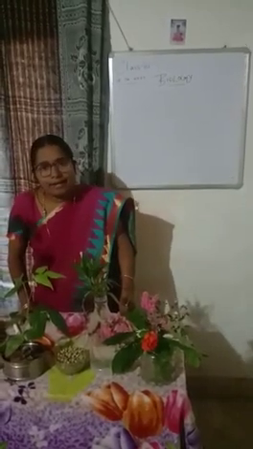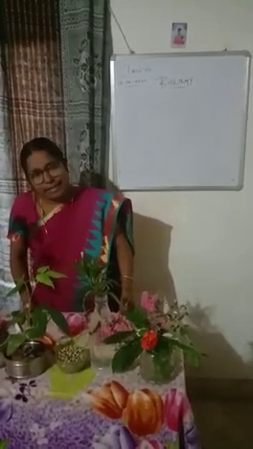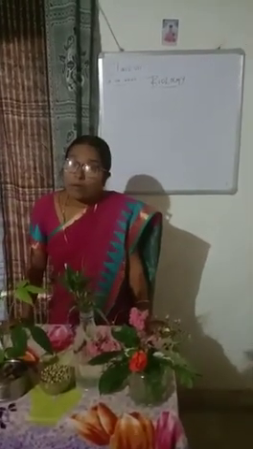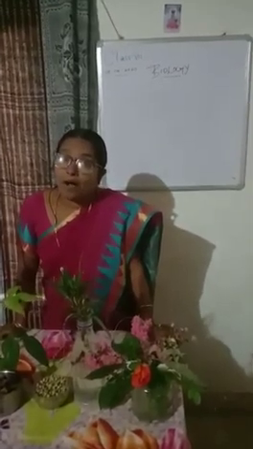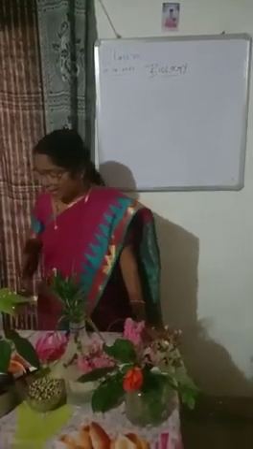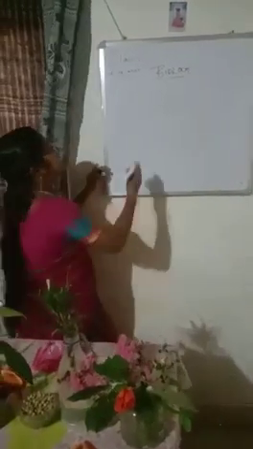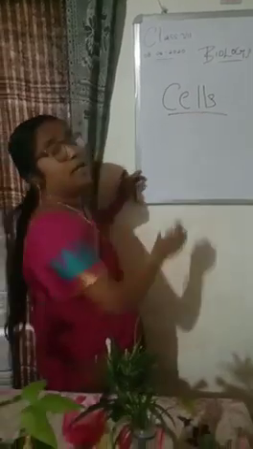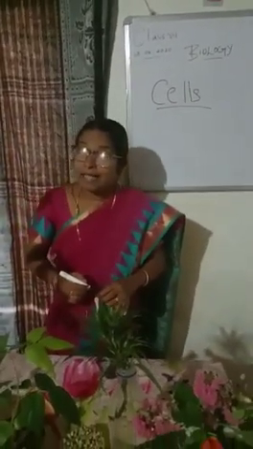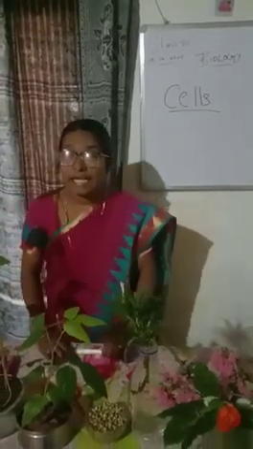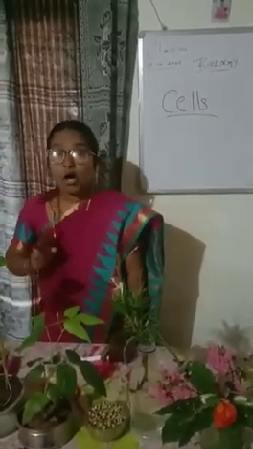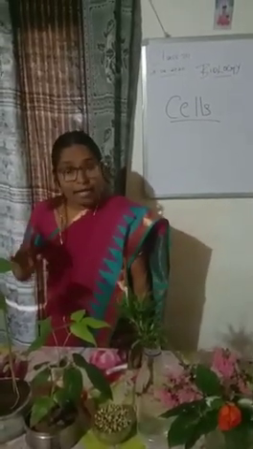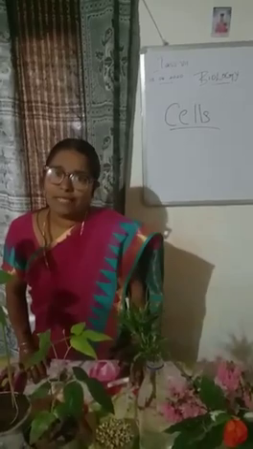As you have already learned the characteristic features of living things, can you recall some of the features? All living things are made up of cells. Yes, that is it. Living things are made up of cells. Then what are cells? Cell is the structural as well as the functional unit of living things.